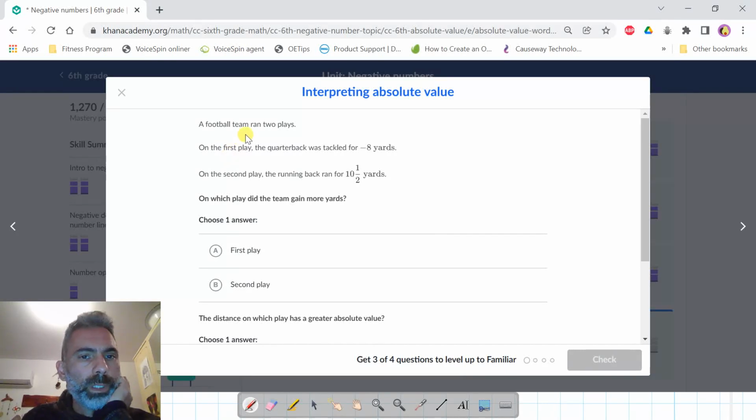A football team ran 2 plays. On the first play, the quarterback was tackled for -8 yards. On the second play, the running back ran for 10.5 yards. On which play did the team gain more yards? I don't know the rules of football, so that's a problem.